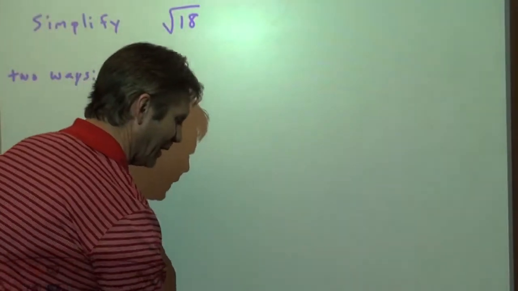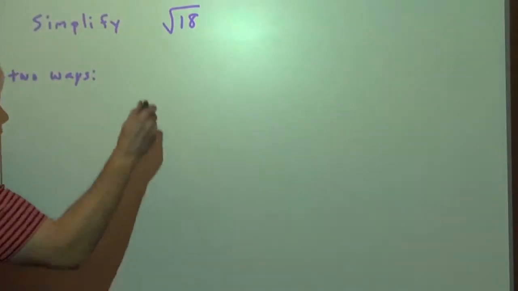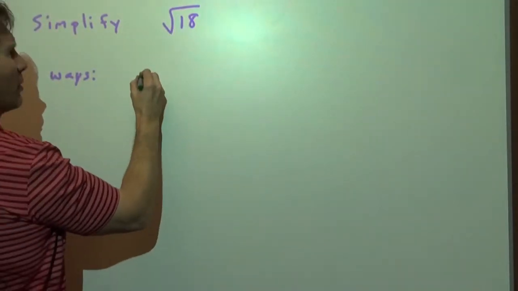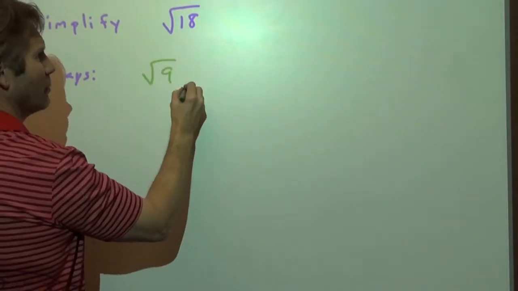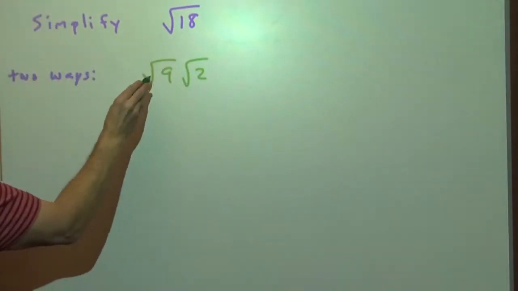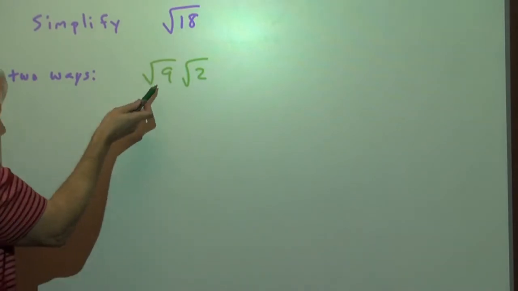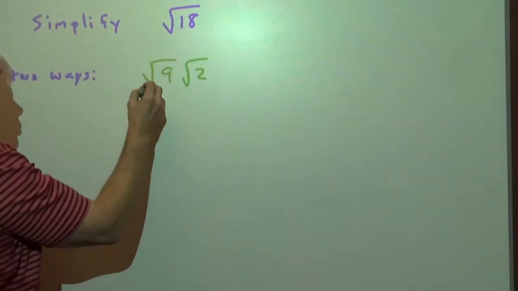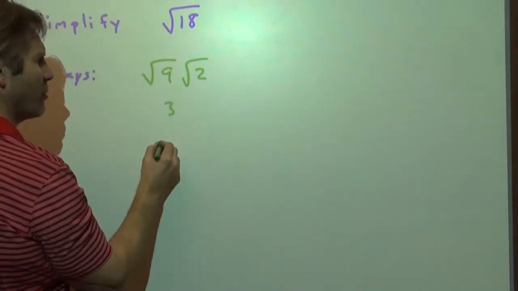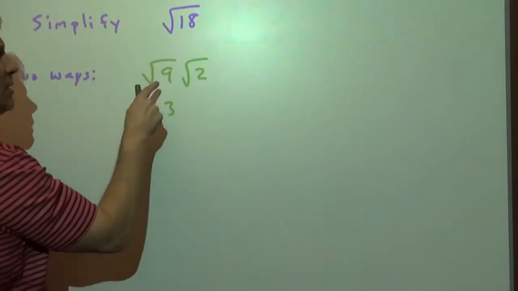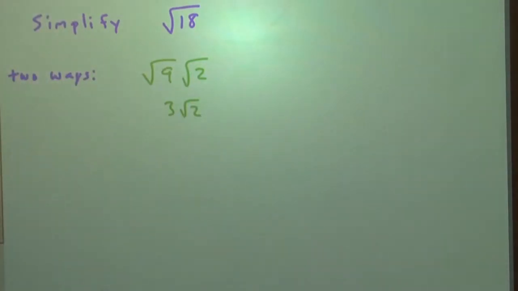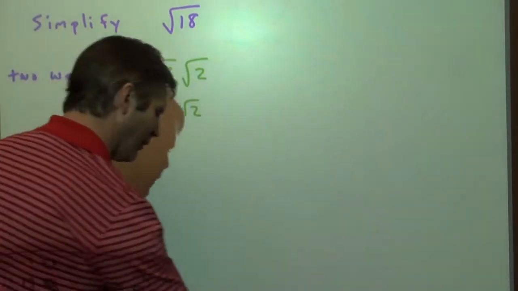We're going to simplify it two ways. Let's rewrite this. I know I can get to 18 by multiplying 9 times 2. So this would be equivalent to that. The nice thing about writing 9 as one of the factors is that it's a perfect square. The radical of 9 is 3, the positive square root of 9 is 3. So it's 3 times radical 2. So that would be simplified. That's one way to get it. But there's another way to get it.